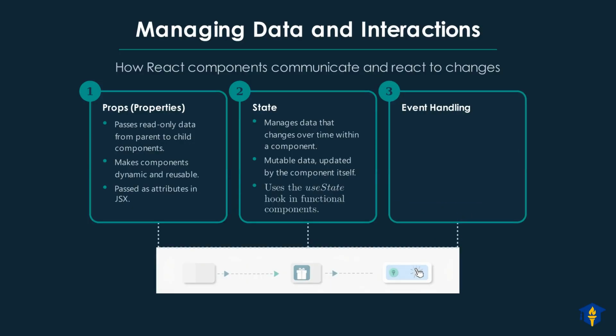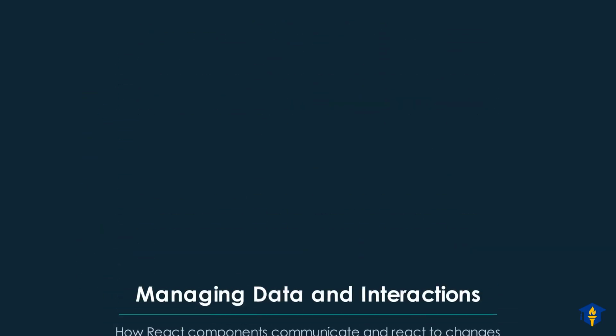Now, let's move on to how React handles various user interactions through event handling. React uses a standard camelCase naming convention for all its event handlers, like onClick. For event handlers, you typically pass a reference to a function that will be executed when the event occurs. For instance, onClick={handleClick} shows how to assign a click event handler.